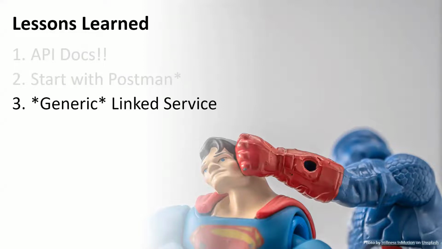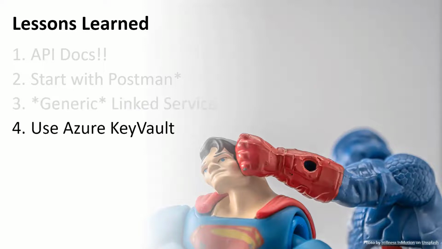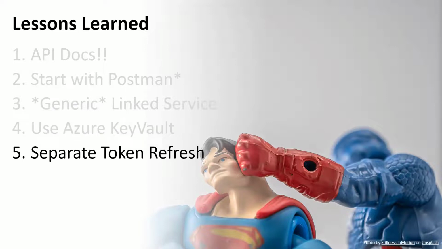Thirdly, use a generic linked service in Azure Data Factory. Don't use the built-in one specific to the application you're dealing with. I think you'll get a lot further by using the generic one and then doing authentication yourself. It's also a lot easier to troubleshoot. Very worth saying again, use Azure Key Vault to store the sensitive information. And then as a fifth point, always separate out the token refresh. And that's why I showed you that pipeline first.